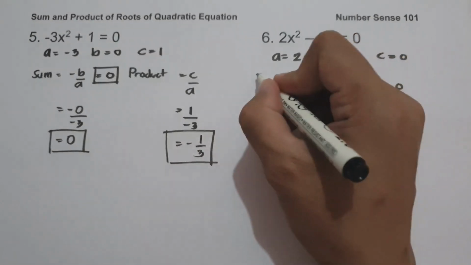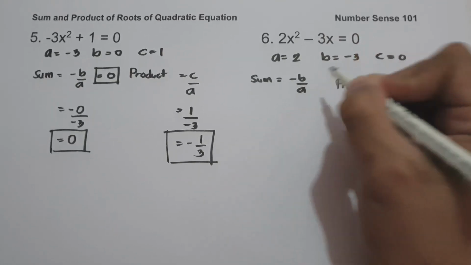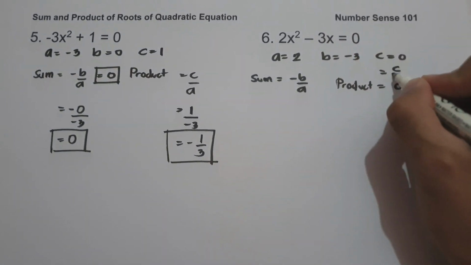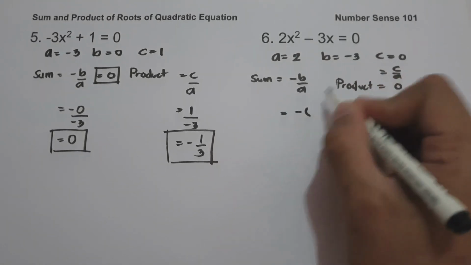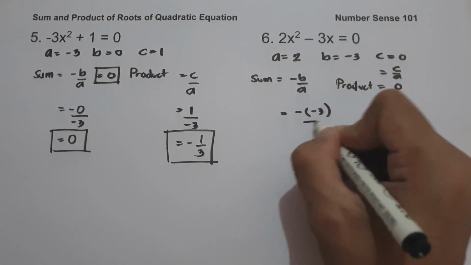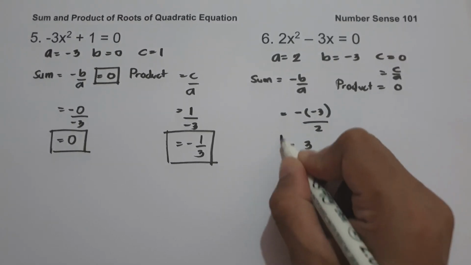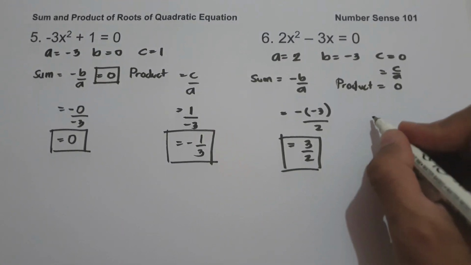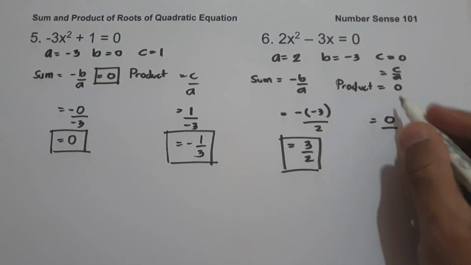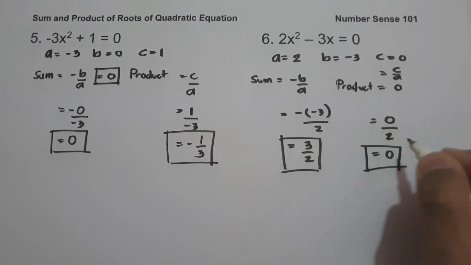And the formula for the sum of the roots is negative b over a, and for the product, that is c over a. So we have negative times b, that is negative 3, divided by a, which is 2. So we are going to have 3 over 2. And for the product, to check if our answer is 0, we have 0, that is c, divided by 2, that is 0. And this will be our answer.